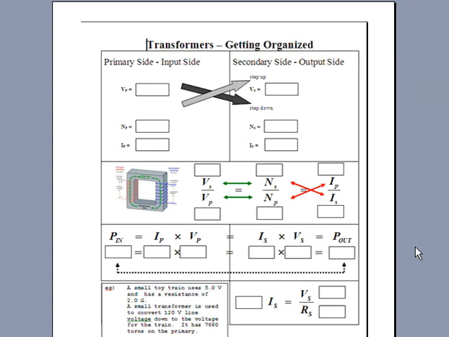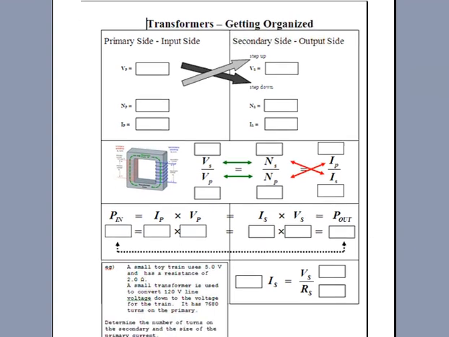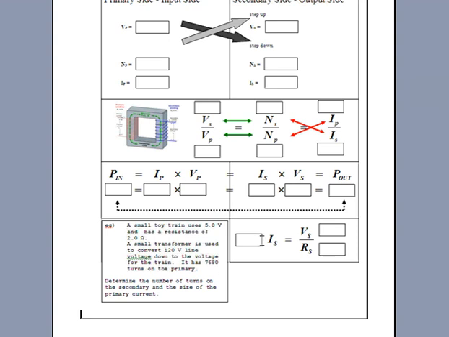At the top of the page, I've just got my 6 variables, the 3 for each side of the transformer. Right here is the guts of it, the transformer equation and how the current is flip-flopped. Power is conserved, so in and out, those 2 powers are the same, those 2 wattages. And don't forget, you can still do Ohm's law over on the output side. And so it's a story about a little toy train, and for safety's sake, we only want to have 5 volts on the train because it goes into the track, and little kids might lick the track or something like that, so we've got to be careful.